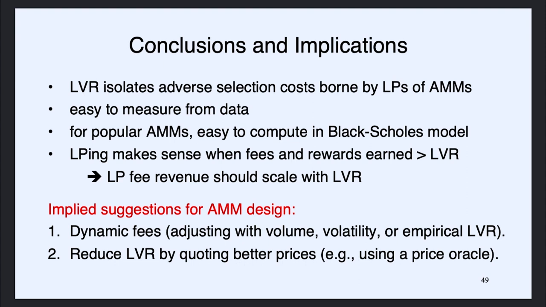Another implication, all else being equal, you obviously want to make the lever as small as possible. The less lever the LPs are losing, the less you need to incentivize them to add liquidity to your pool. So how would you reduce lever keeping all else equal? One idea would be to quote prices not naively using the AMM curve as we're used to doing, but rather using more updated prices than what the naive AMM calculation would give you, for example by incorporating some kind of pricing oracle. That, of course, would open up a whole other can of worms, but our work does quantify how much better things would be if you could safely incorporate a price oracle into your AMM.